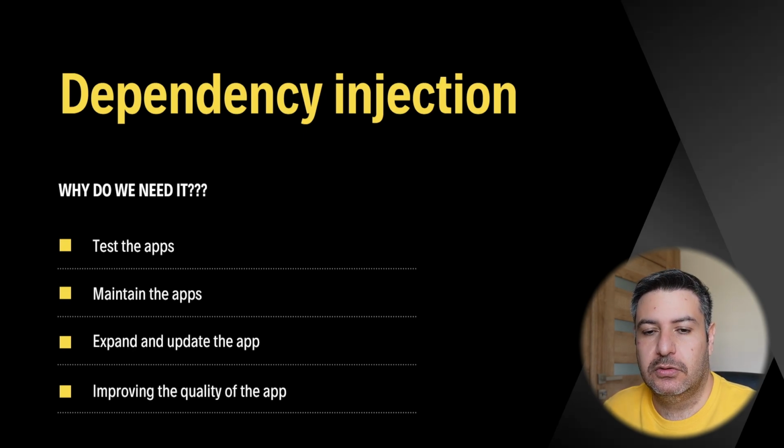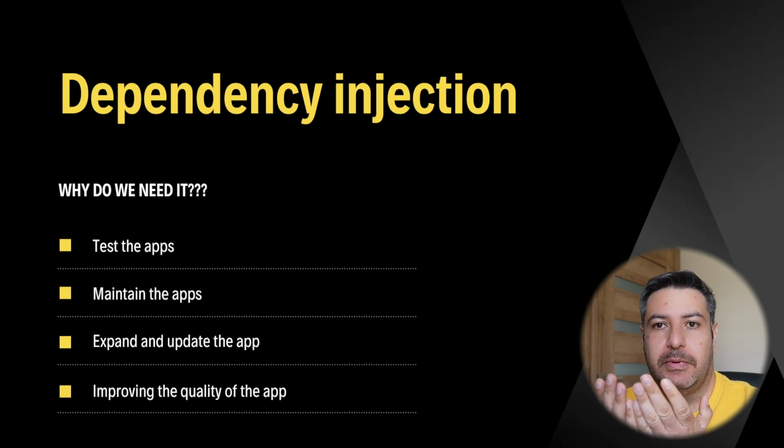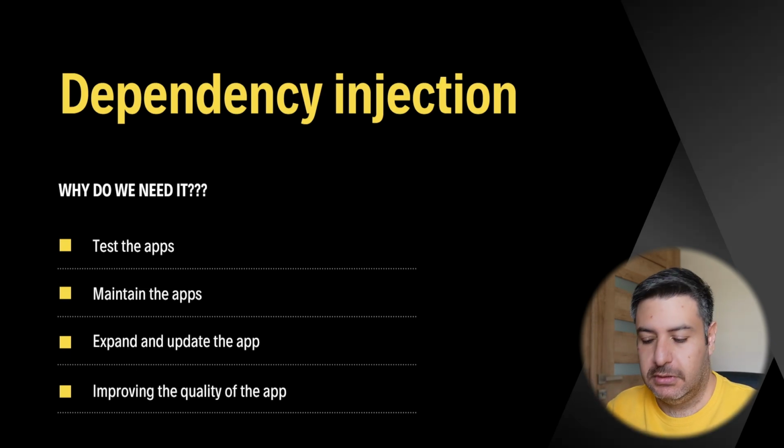Also, by the definition that you can find on Wikipedia, dependency injection will help us to avoid coupling. Consider you have two classes in your application that, if you don't use dependency injection, will be coupled, and if one of them doesn't work, the other one cannot work. By using dependency injection, we can avoid something like this happening.